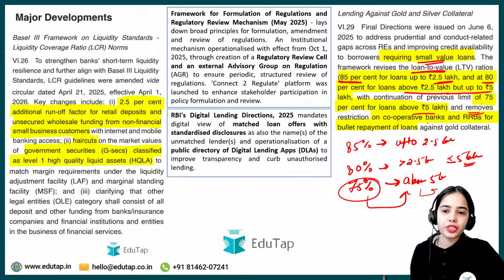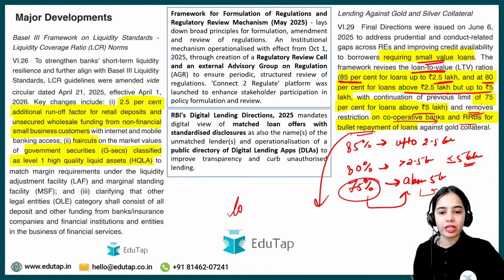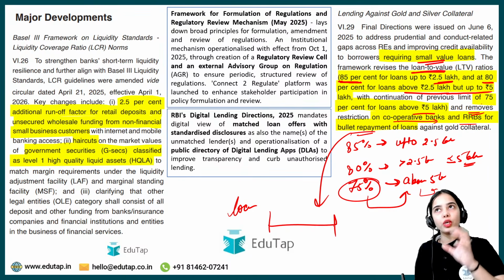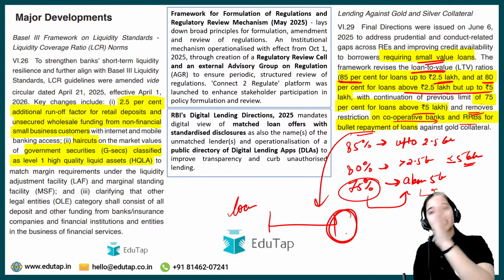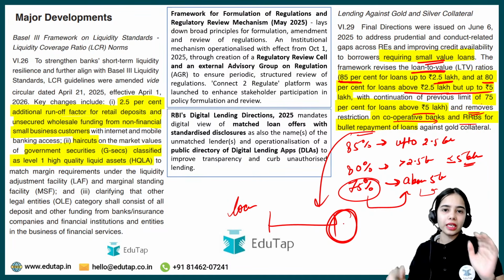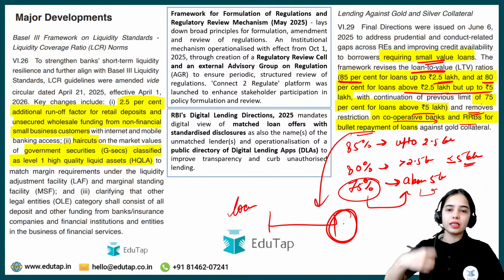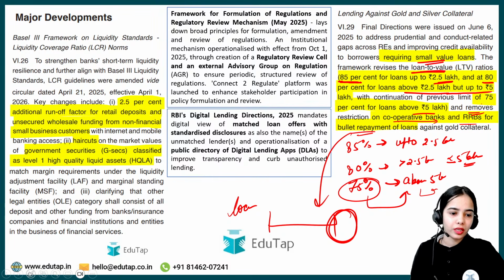There were restrictions that were removed on the cooperative banks and RRBs for bullet repayment loans. Bullet repayment loans basically means that let's say you have taken a loan for a 1 year tenure, you will only return the loan and the principal payments will also be paid at the end of the loan, or in a bullet manner in a single transfer. This is the idea.